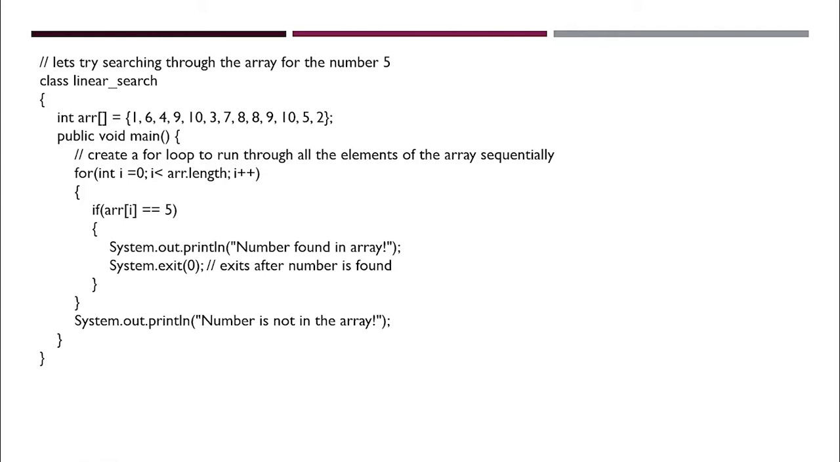Now, if arr[i] is equal to 5, which means that the value in this certain index position is equal to the value that we're looking for, then we can print to the user that we have found the number and we can exit out of the program. But in the situation that the number that we were looking for, let's say we were looking for 11, since this number doesn't exist in the array, it will go to the second System.out.println statement after the for loop, and it will print that the number is not in the array.